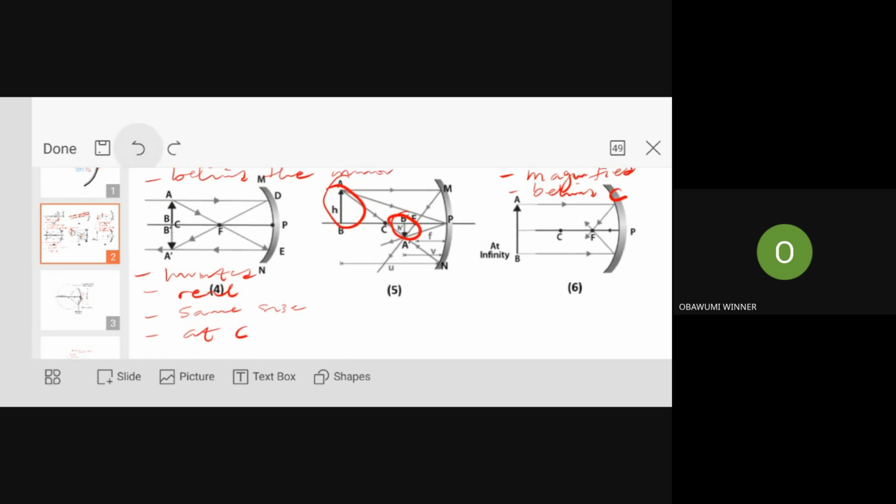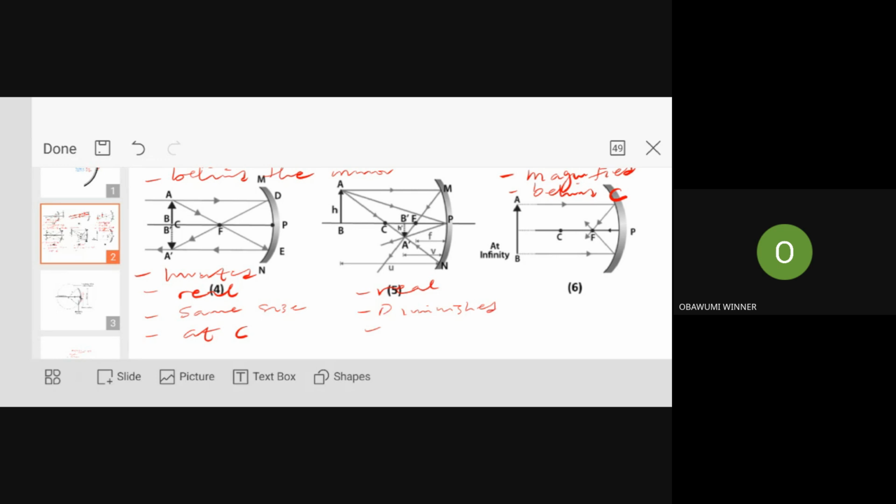So let me write a few characteristics of images when they are kept behind the center of curvature. The first one is that we have a real image. So the image formed is going to be real. Second one is that the image formed is going to be diminished.